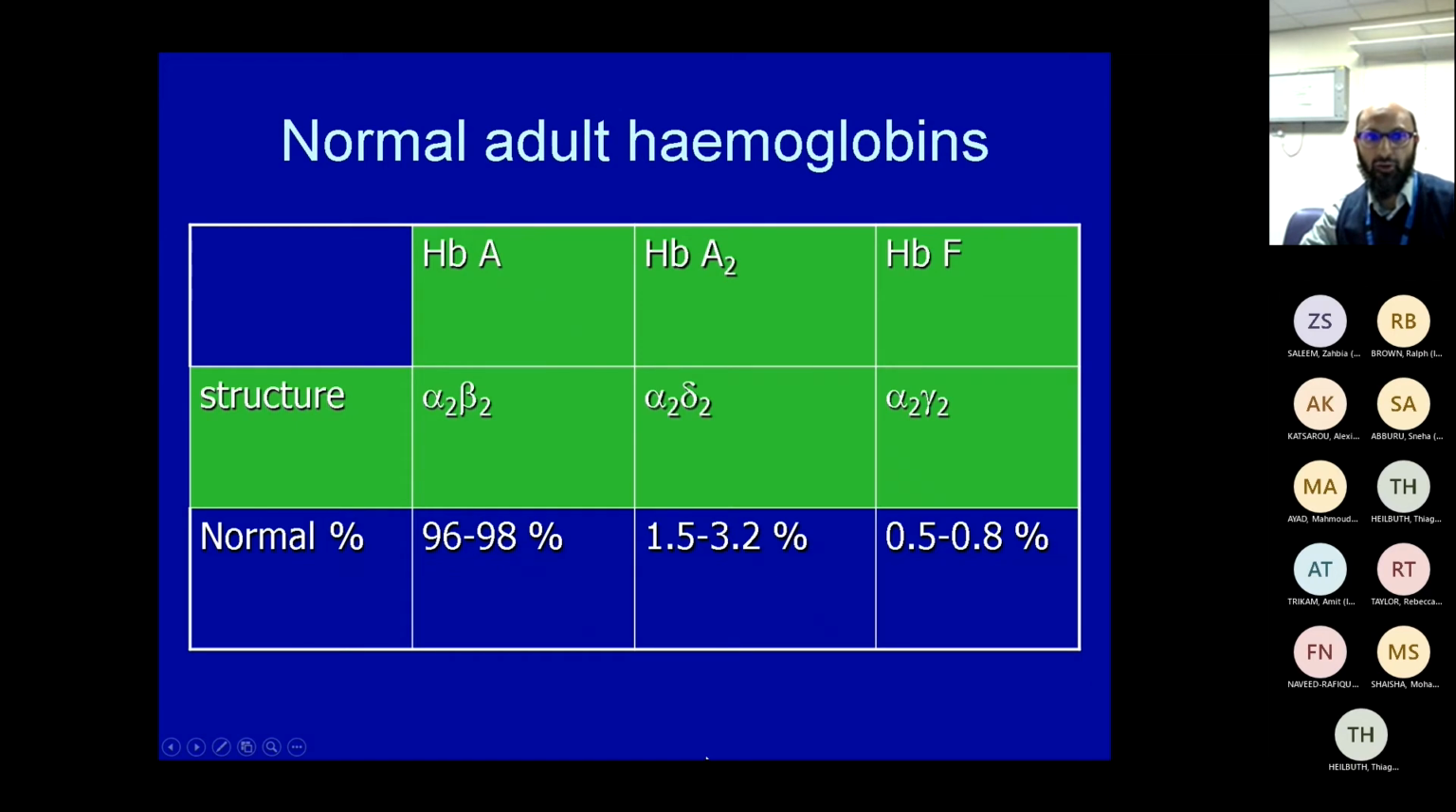So here's a recap of the different hemoglobins present in adults under normal circumstances. Obviously, the predominant hemoglobin is hemoglobin A, composed of 2 alpha and 2 beta globin chains. And then there's a small amount of hemoglobin A2, composed of alpha and delta globin, and a small amount of hemoglobin F persists into adulthood, but it typically makes up less than 1% of hemoglobin in adulthood.